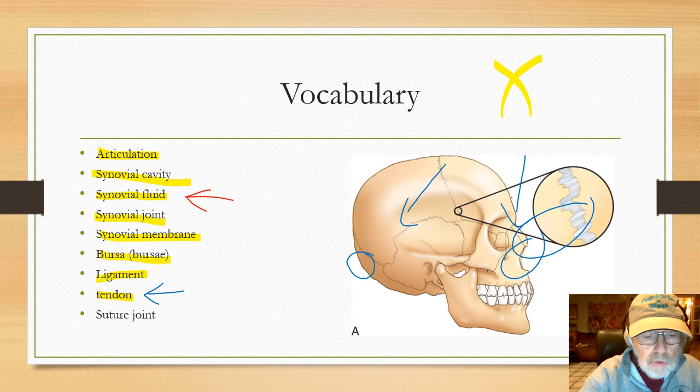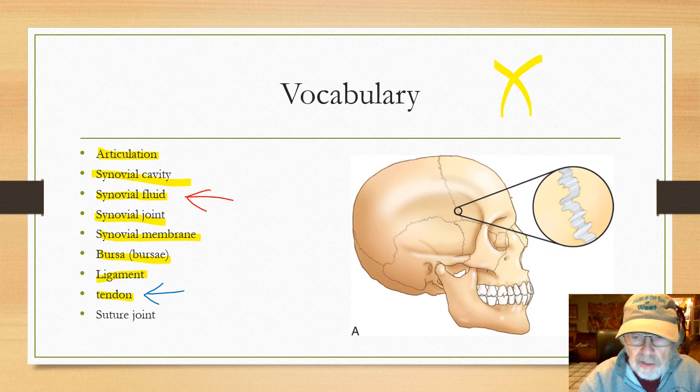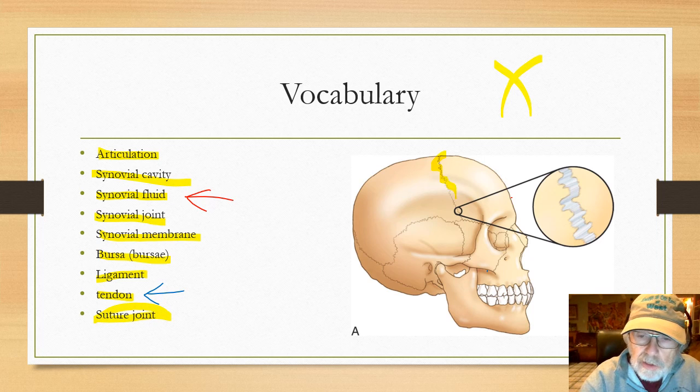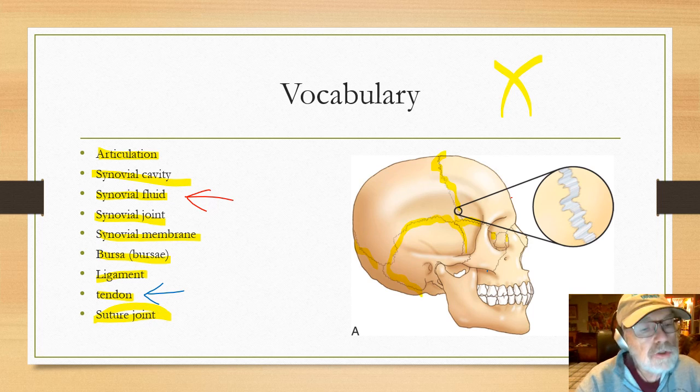Now this is another type of joint. I mentioned that we talked a lot about synovial joints, but if you look at skulls, you see all these little squiggly lines all over the place. These are called suture joints, and these suture joints look just like this.